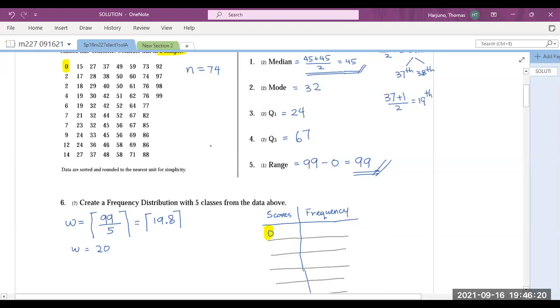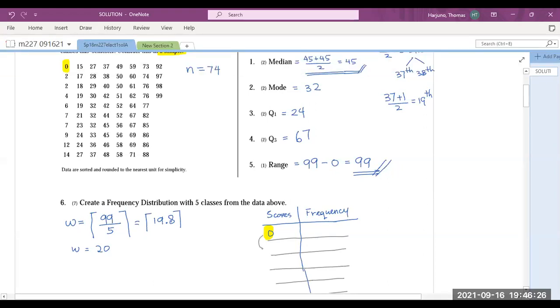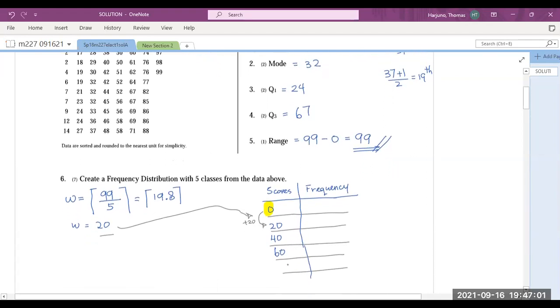From there, we use the class width to add to get the next lower class limit. So this is where the class width comes into play. 0 plus 20 is 20, and you add 20 again. Remember, class width is defined to be the difference between consecutive lower class limits. So you keep adding 20 until you have 5 classes.